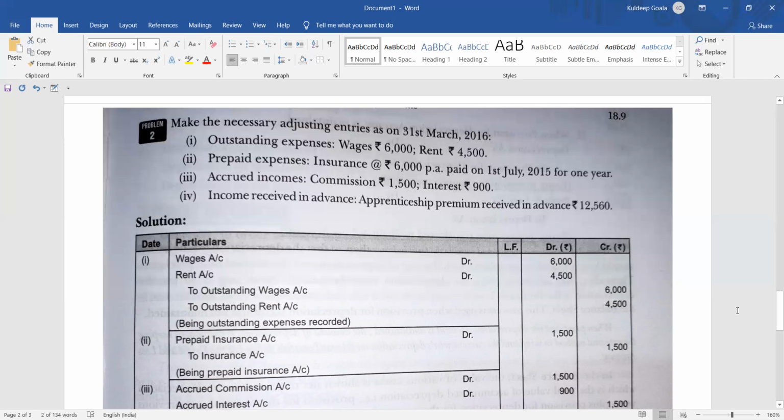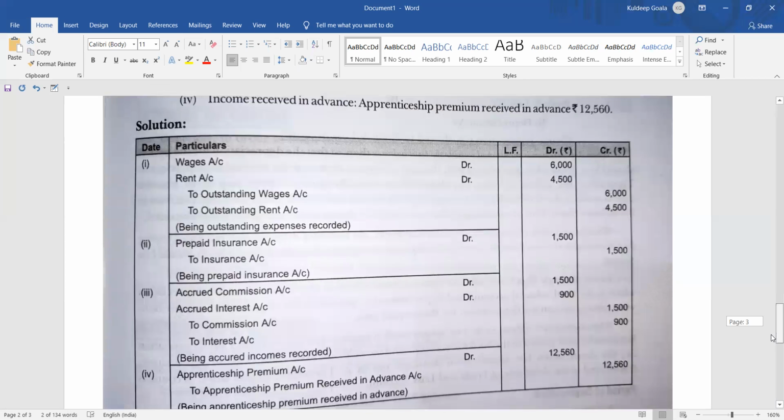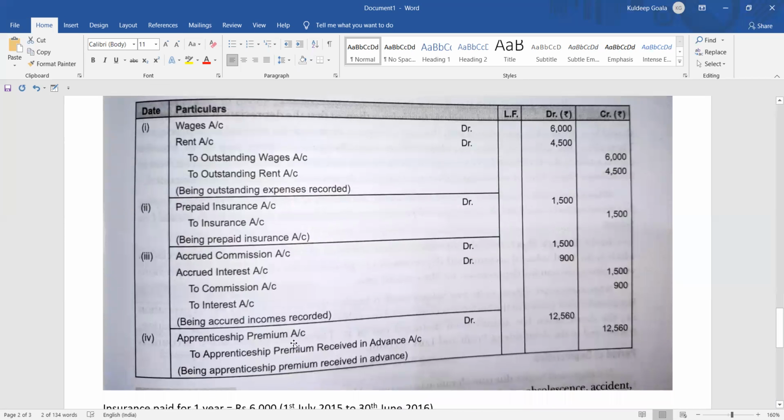So apprenticeship premium account debit to apprenticeship premium received in advance account 12,560, right? So it is apprenticeship premium account debit 12,560 rupees to apprenticeship premium received in advance account 12,560.